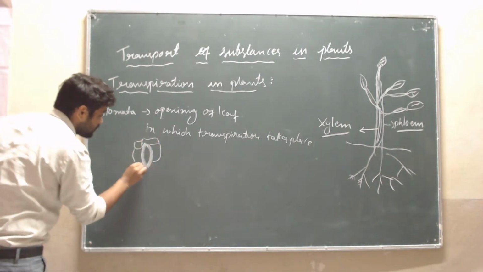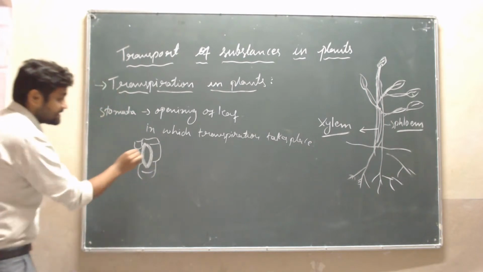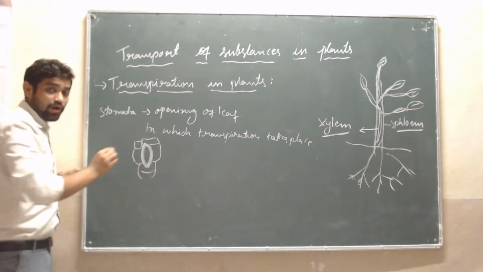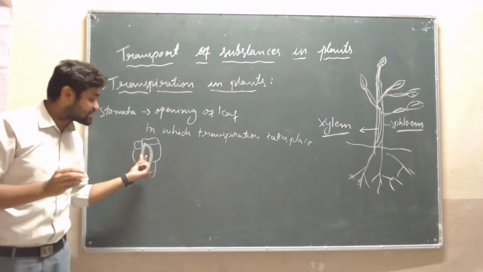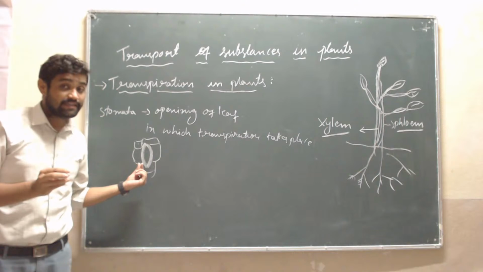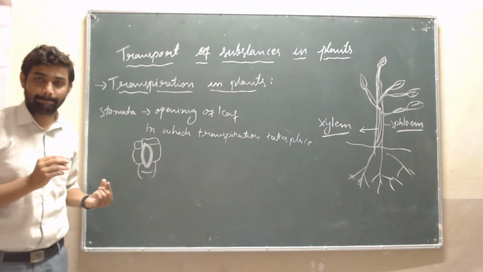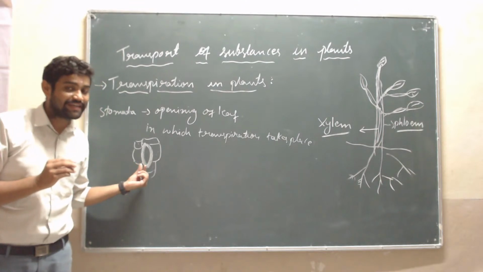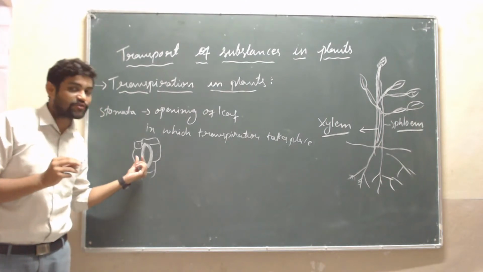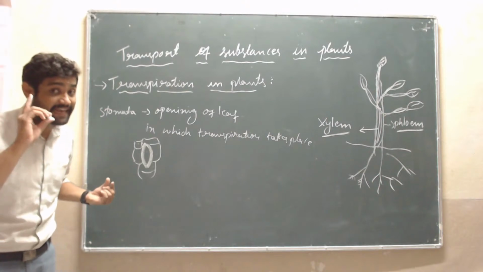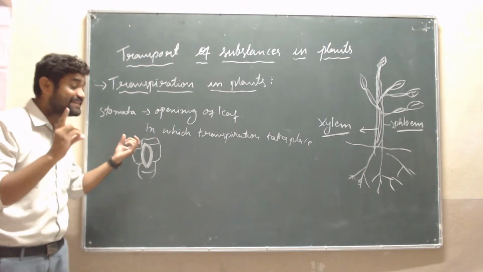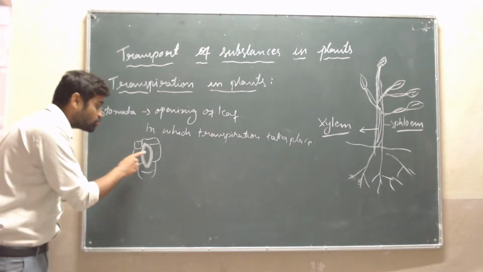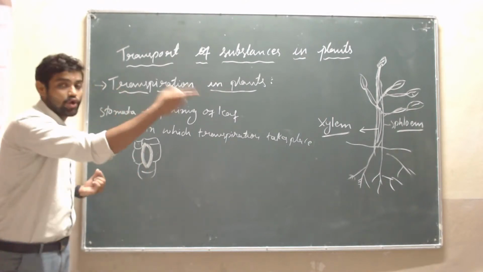These are the guard cells. Okay, this is the stomata opening and this is the guard cells. This stomata is open during daytime. It is closed during the night time, and the transpiration will take place during the daytime because it is open, and through that the water is lost.